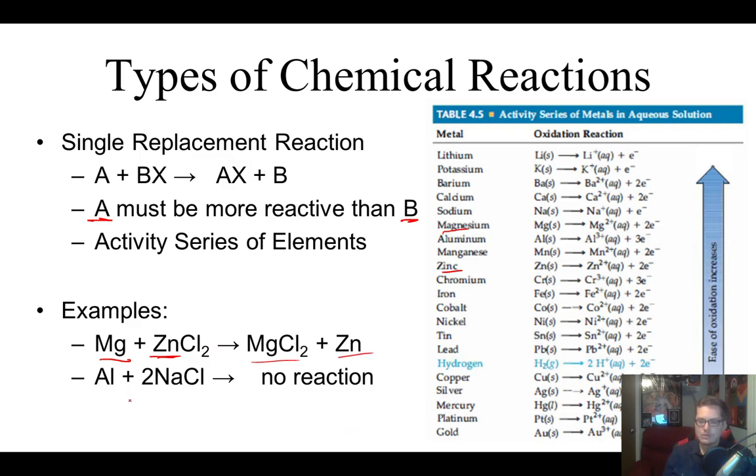We also have aluminum and sodium chloride. Let's try this. Aluminum is right here, sodium is up here. Notice that sodium is higher than aluminum, so the aluminum cannot kick the sodium off, so you get no reaction. Single replacement reactions are super helpful. If you've ever heard of silver plating, that's how this is done with a single replacement reaction.